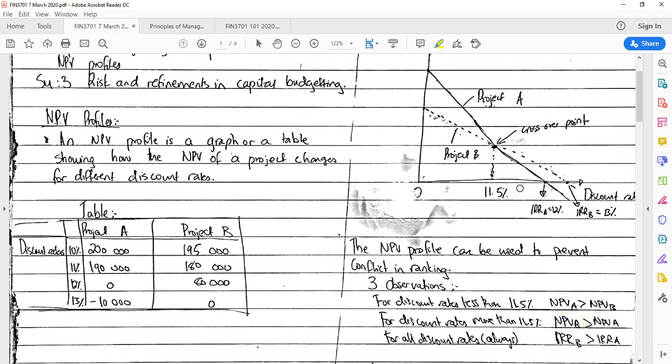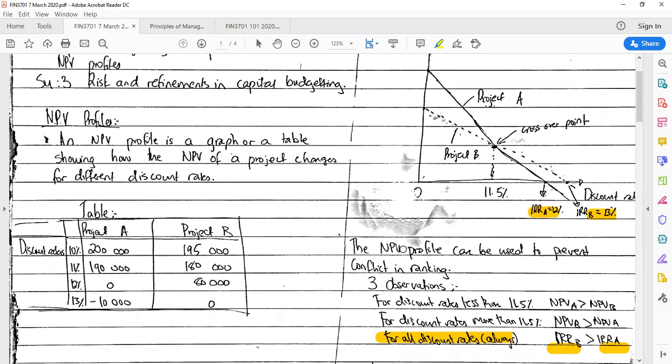The third observation is that for all discount rates, the IRR of B is more than the IRR of A. Remember, the internal rate of return is not affected by discount rate. This amount is fixed. It will always be the same. NPV is the one that's affected by discount rate. So the IRR of B will always be higher than the IRR of A, right? So the last observation is something that doesn't depend on whether we use a discount rate which is less than the crossover point or more than the crossover point. The IRR of B is always higher than the IRR of A.